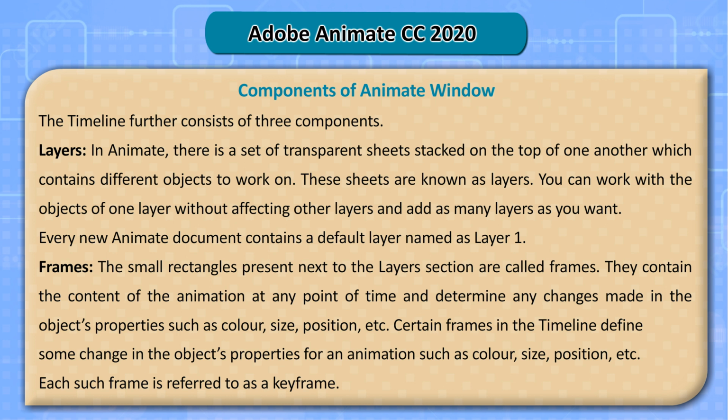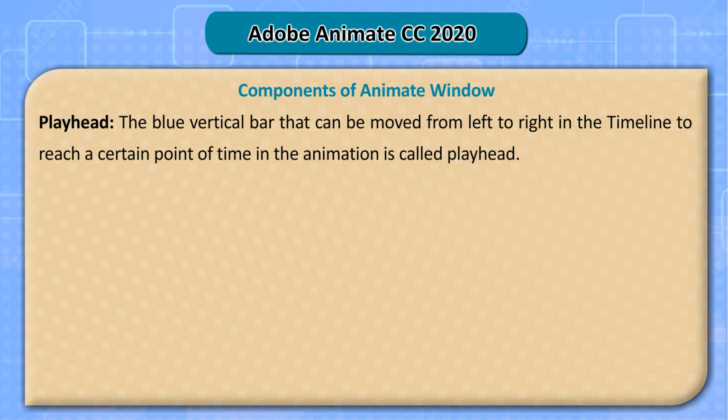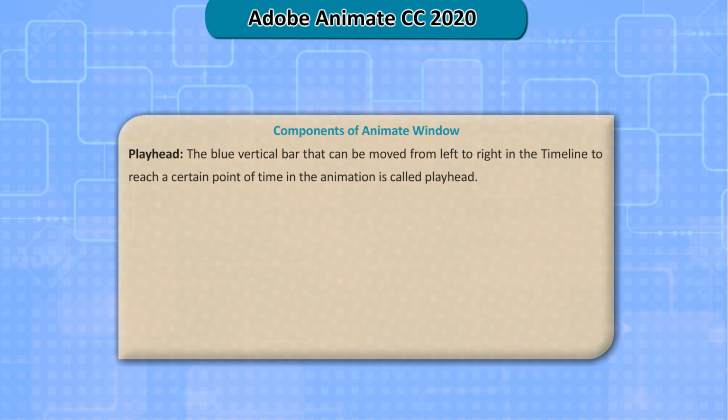Frames. The small rectangles present next to the Layers section are called frames. They contain the content of the animation at any point of time and determine any changes made in the object's properties such as color, size, position, etc. Certain frames in the timeline define some change in the object's properties for an animation such as color, size, position, etc. Each such frame is referred to as a keyframe. Playhead. The blue vertical bar that can be moved from left to right in the timeline to reach a certain point of time in the animation is called the playhead.